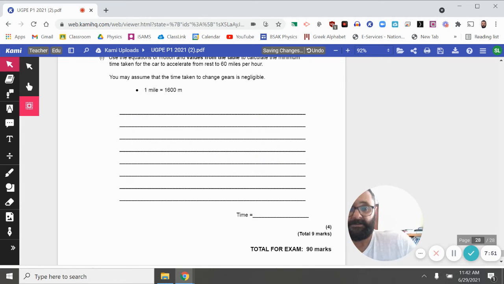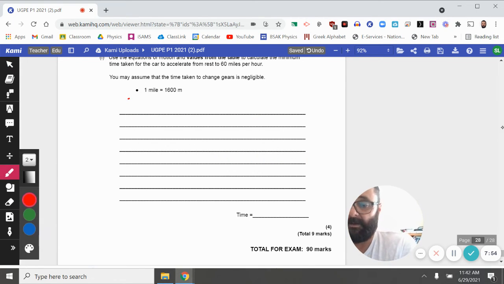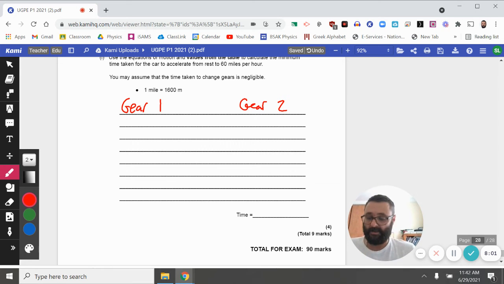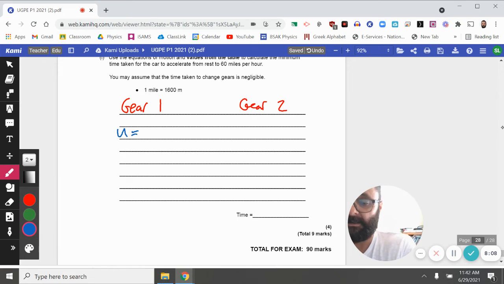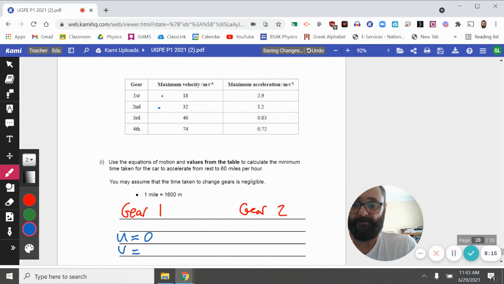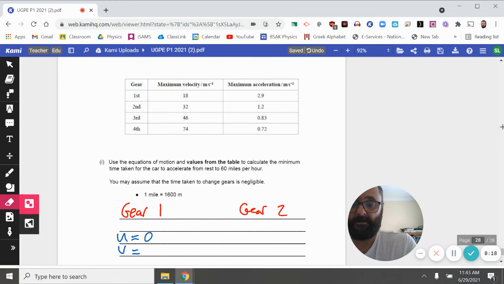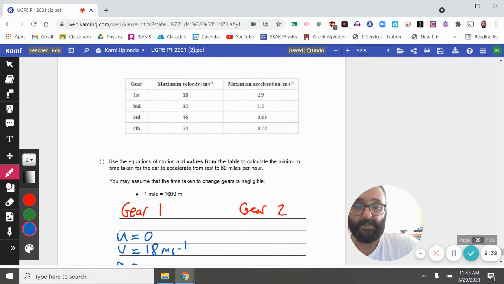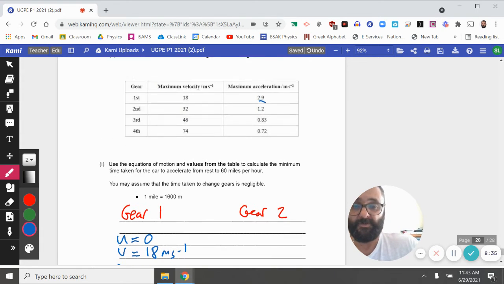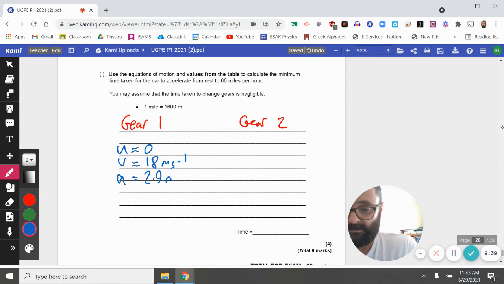So I'm going to, right, let's go with first gear, second gear, okay? Right, what values do we know? In first gear, we start from 0. We reach maximum speed of 18, don't we? 18 meters a second. So our max speed is 18 meters a second in first gear. The acceleration that is available to us there is 2.9. Okay, 2.9 meters per second squared.